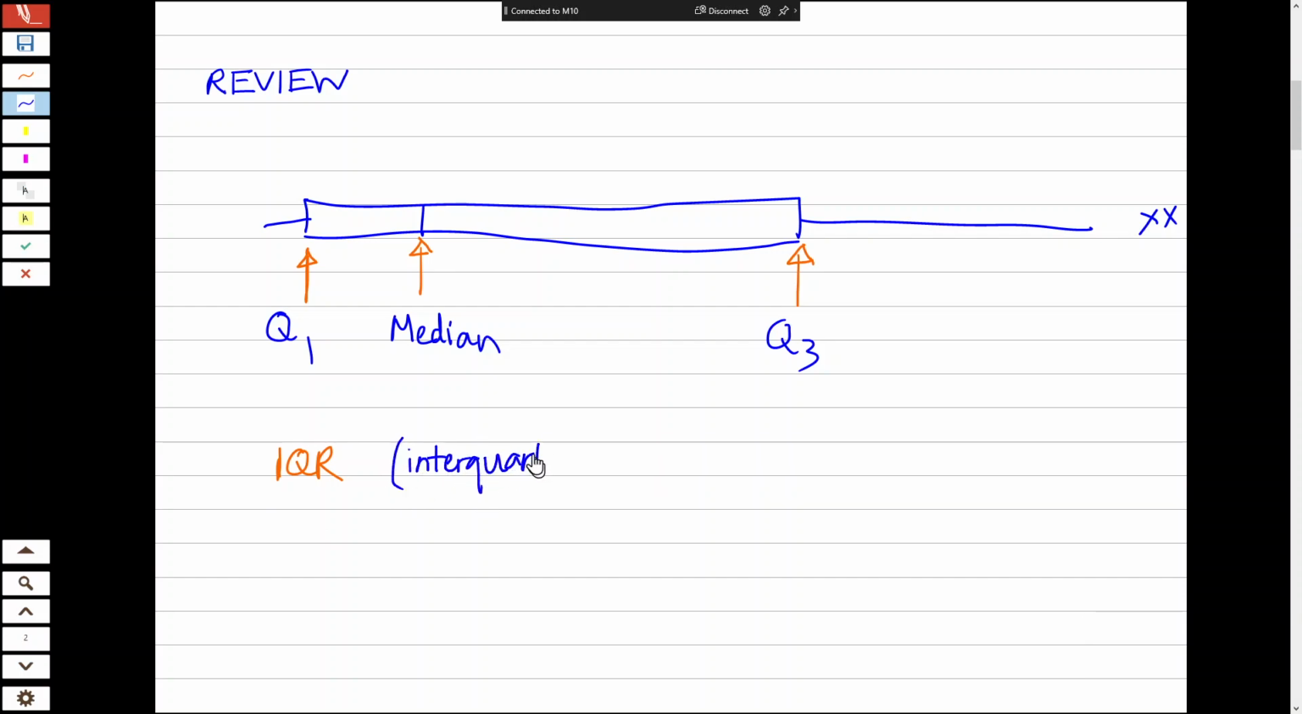abbreviated as IQR. And when you run this into the CAS calculator, it won't give you the IQR. You'll need to calculate it yourself. So we need a formula. Beck, do you remember the formula for the IQR?